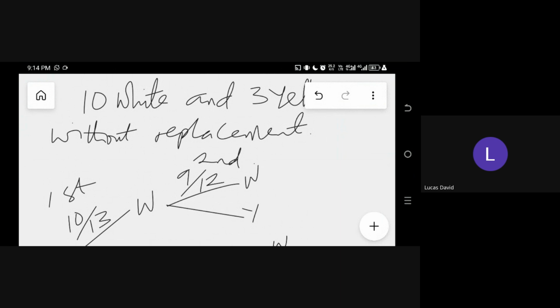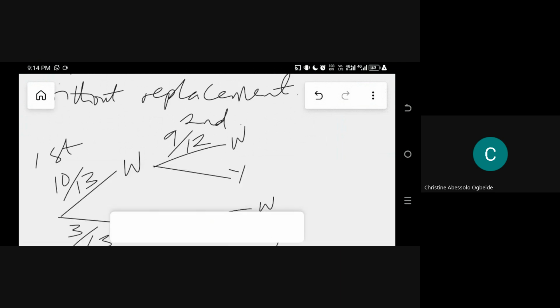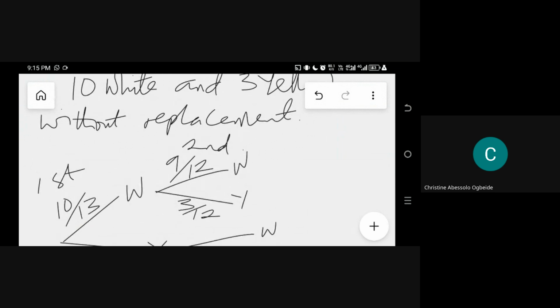Now, if it was white you picked the first time, what is the probability of picking a yellow the second time? 3 out of 12. So yellow, 3 out of 12, because you've not touched the yellow. Since you picked white the first time, the yellow remains the same. It's untouched. So yellow remains 3, but the total has dropped to 12 since you didn't replace the first one.